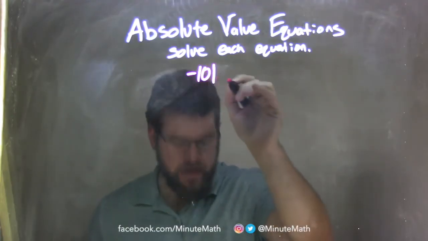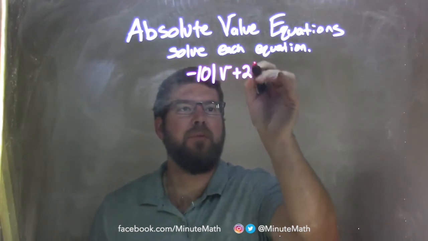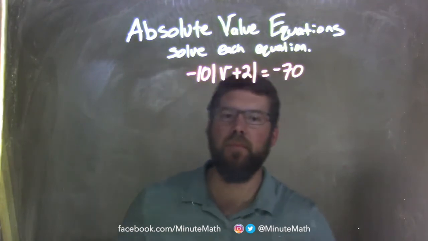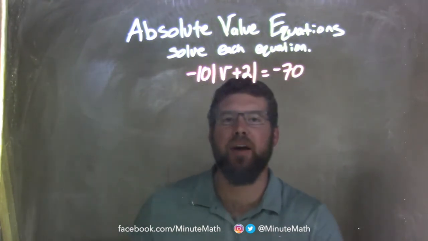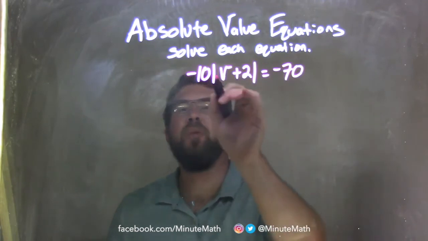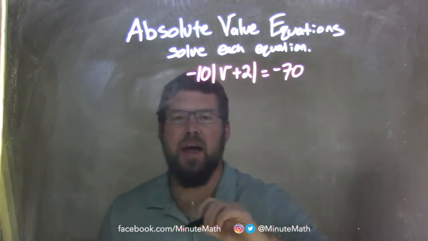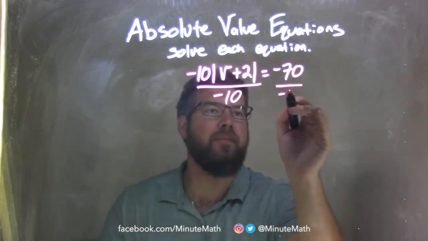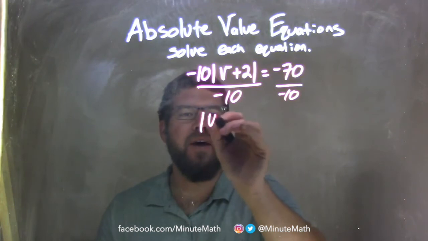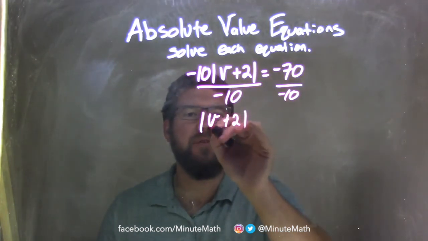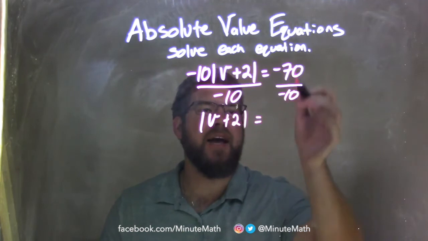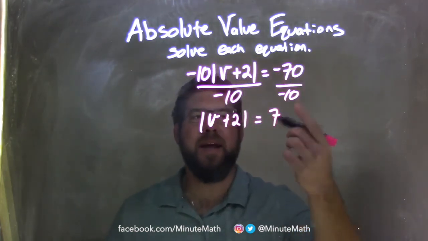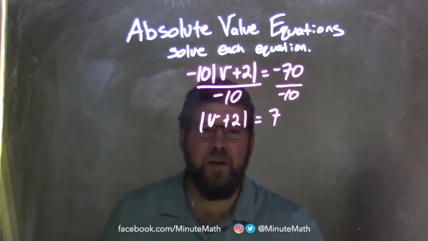Negative 10, absolute value of v plus 2, and the absolute value equals negative 70. Okay? So from there, right, negative 10, absolute value v plus 2 equals negative 70. There's multiplication going on right there from the negative 10 to the absolute value. I need to isolate the absolute value, so I'm going to divide both sides by negative 10. That leaves me with the absolute value of v plus 2 left, okay, on the left here. And negative 70 divided by negative 10 is a positive 7. Remember, a negative divided by a negative is a positive. So now we have the absolute value of v plus 2 equals 7.